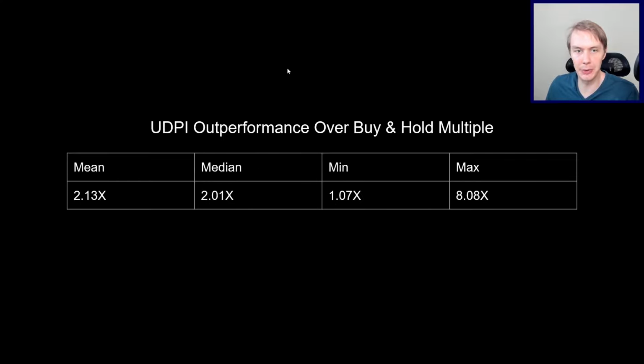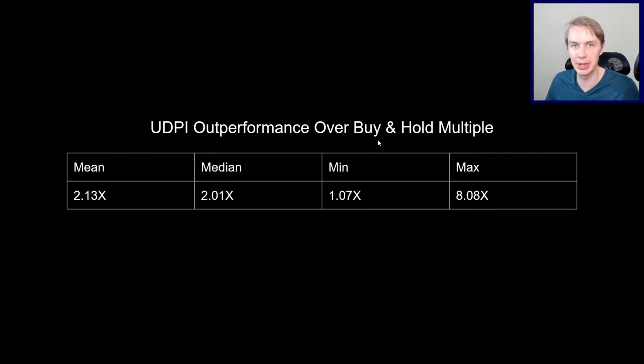So first I want to talk about the performance of each model versus buy and hold. So this is the UDPI, and the numbers here are the multiple performance against the other strategy. So 2.13x would mean a 2.13x better return than the alternative. So the UDPI on average outperformed buy and hold by 2.13x, pretty good. Median was similar, 2.01, suggesting that there's not a huge amount of skew in the distribution of returns from these different backtests. The minimum return over buy and hold was 7%, so that was the absolute worst it performed against buy and hold. And the maximum was 8.08, so 8 times better than buy and hold, again, in 4-year periods.